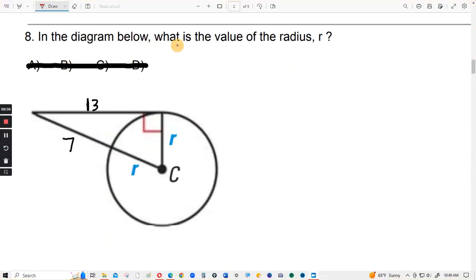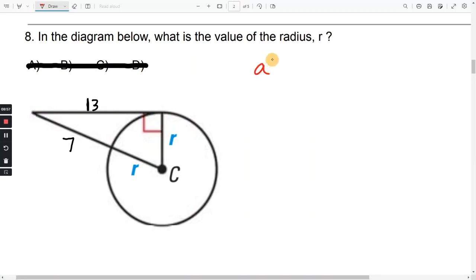In the diagram below, what is the value of the radius r? Okay, we have a right triangle, and this is actually a tangent line, by the way. Since this is the radius r, this line segment here is tangent because it makes a right angle. But anyhow, we have a right triangle here, so we're going to use Pythagorean theorem. So we're going to do a squared plus b squared equals c squared.